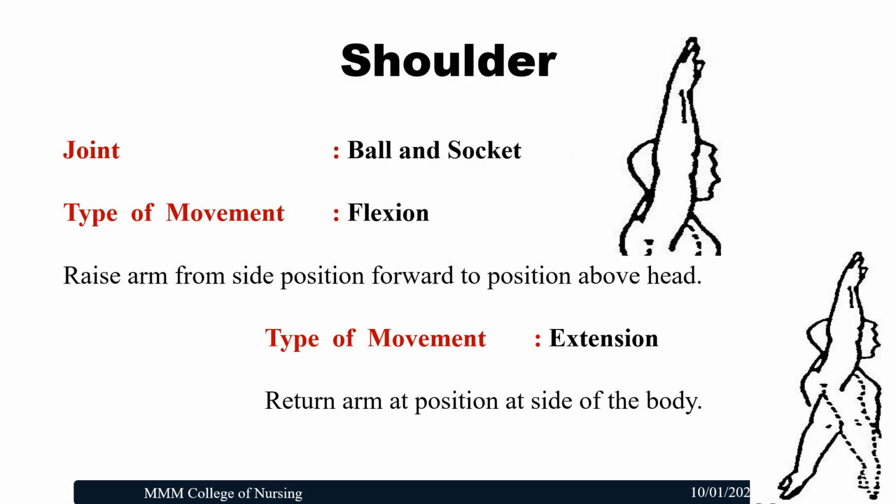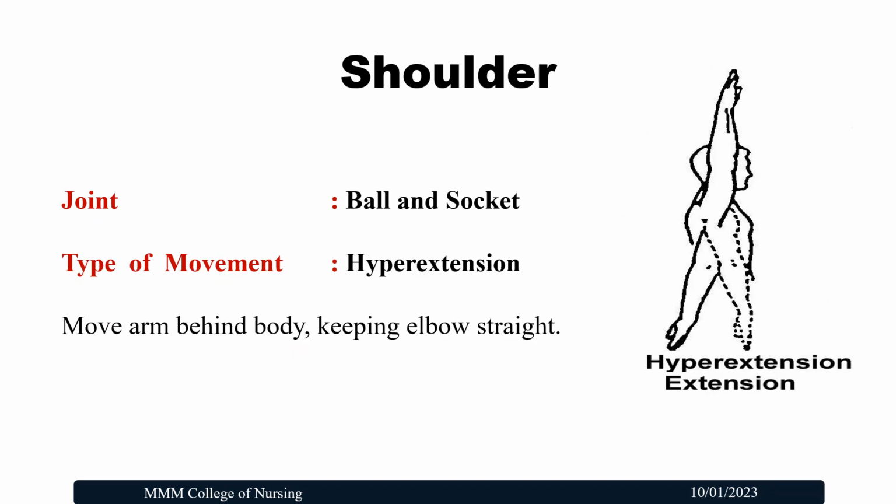The shoulder is made up of ball and socket joint. With this, we are able to perform flexion, that is raising the arm from side position forward to position the arms above head. Extension, that is returning the arms to the position at the sides of the body. Hyperextension, in this the arms will be moved behind the body, keeping the elbows straight.